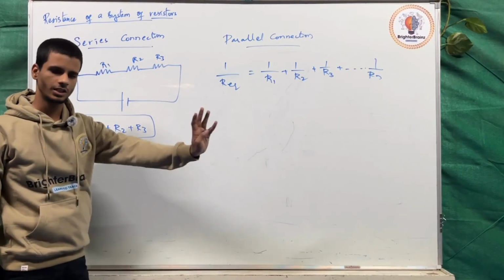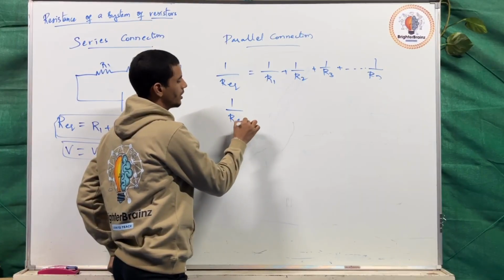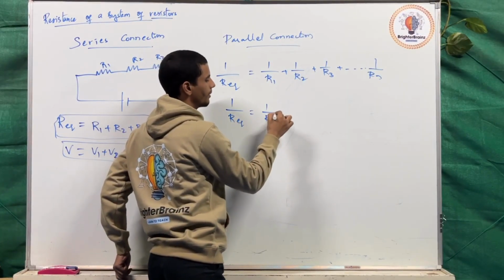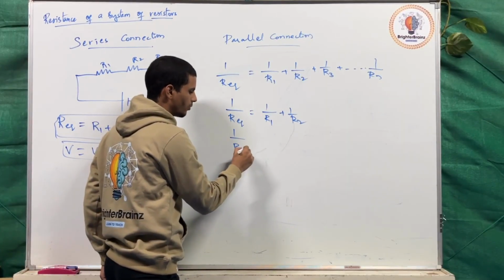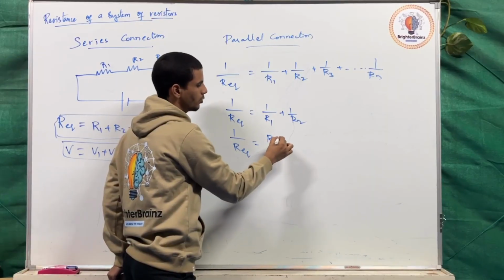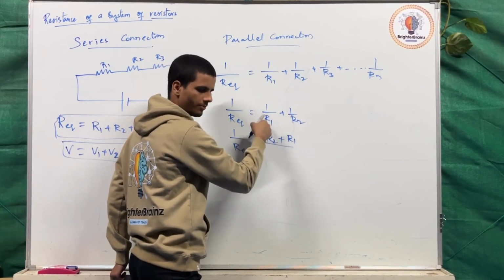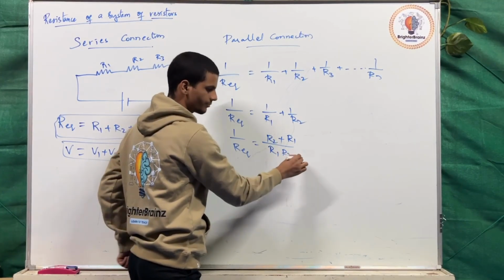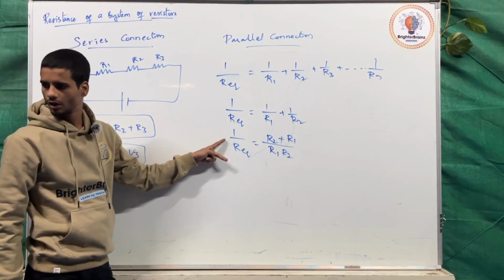If there are two resistors, what will be R equivalent? 1 by R equivalent equal to 1 by R1 plus 1 by R2. Now cross multiply this: R2 into 1 is R2, plus R1 into 1 is R1, by the product of these two denominators, R1 R2. But the thing is, we don't need this reciprocal of R equivalent.